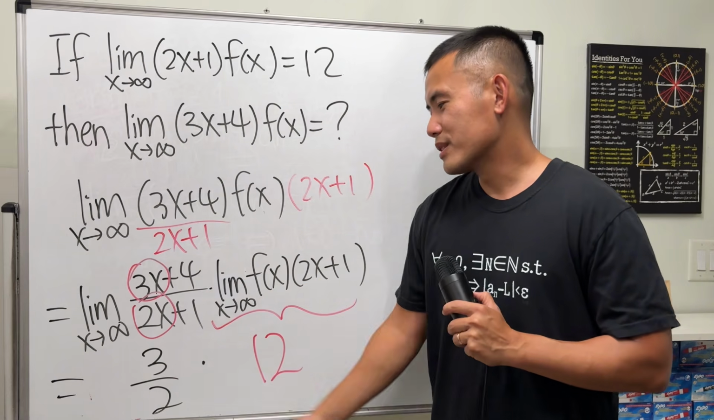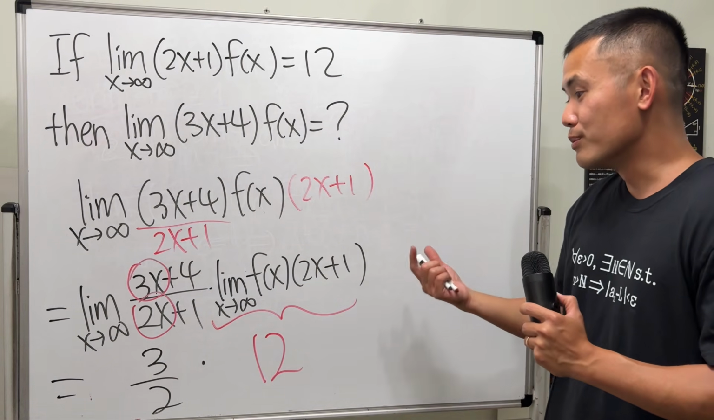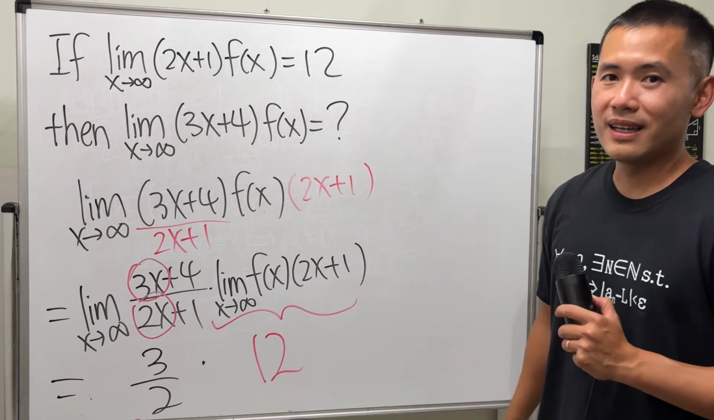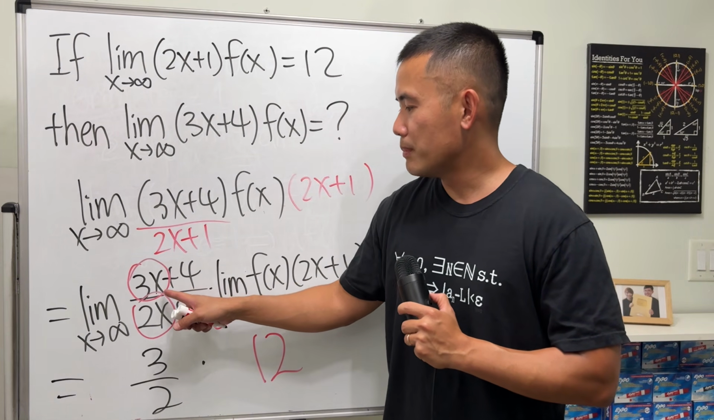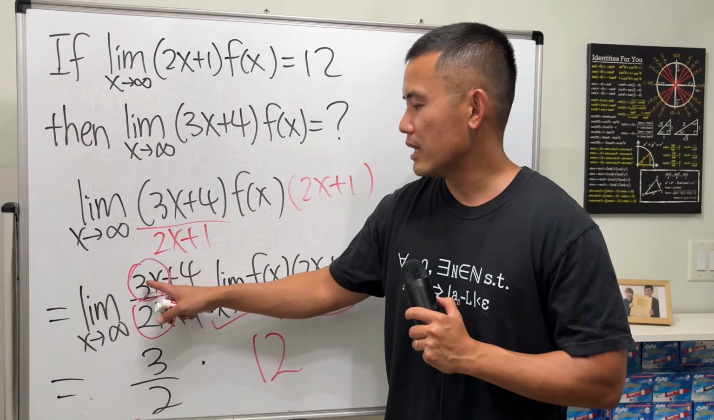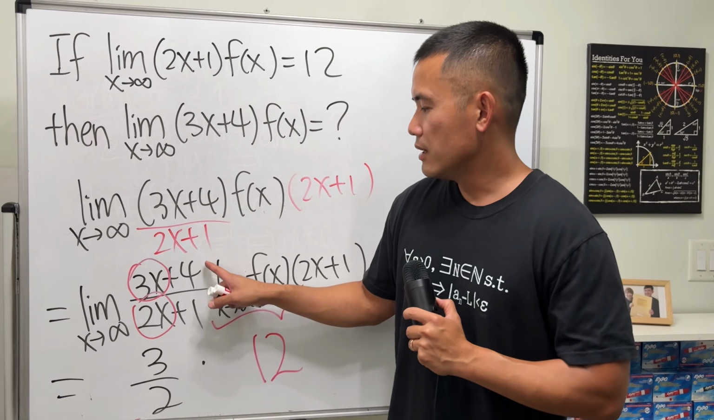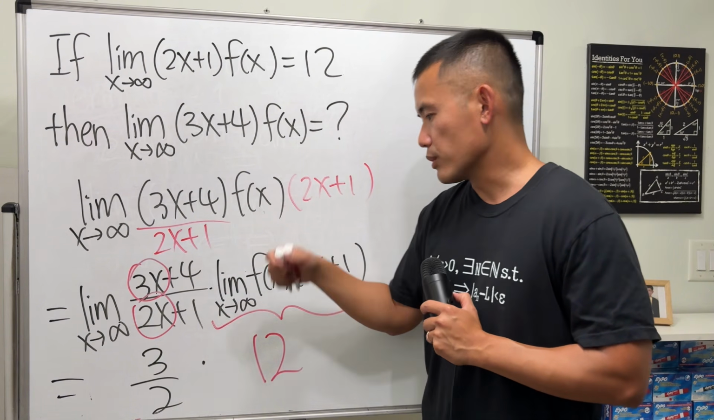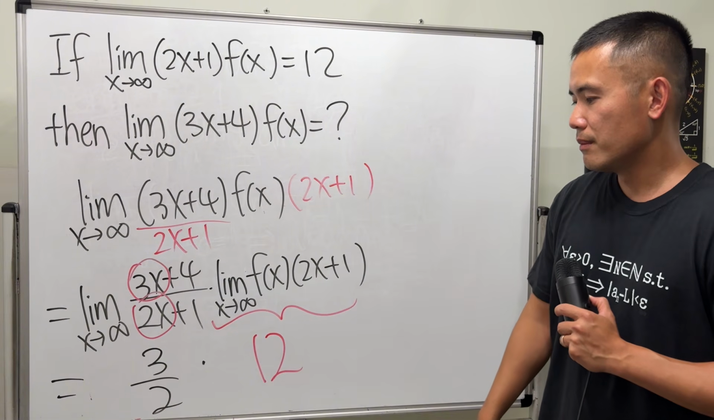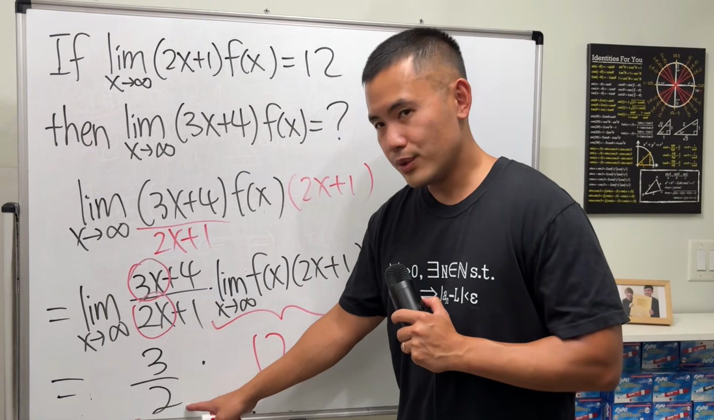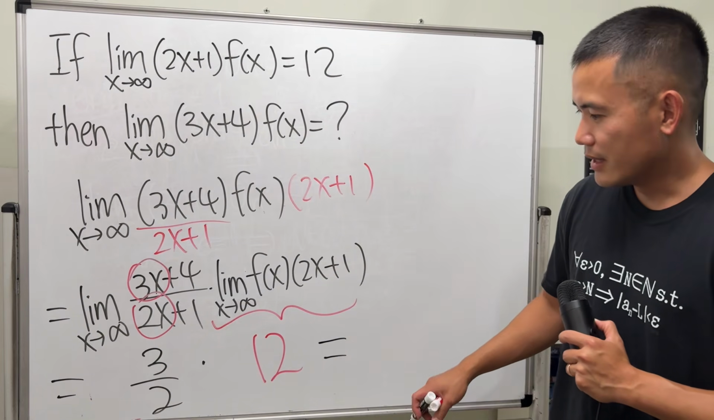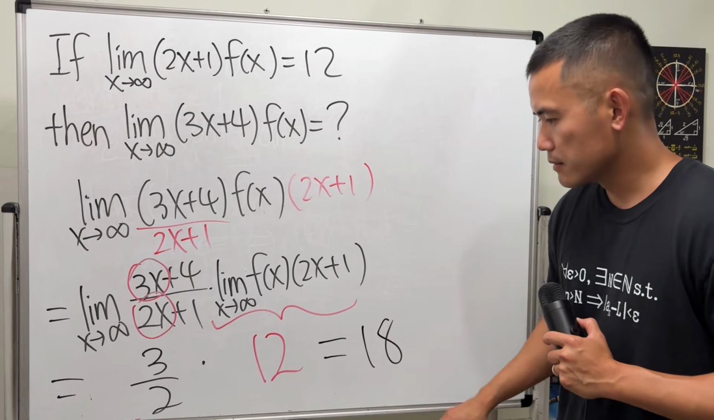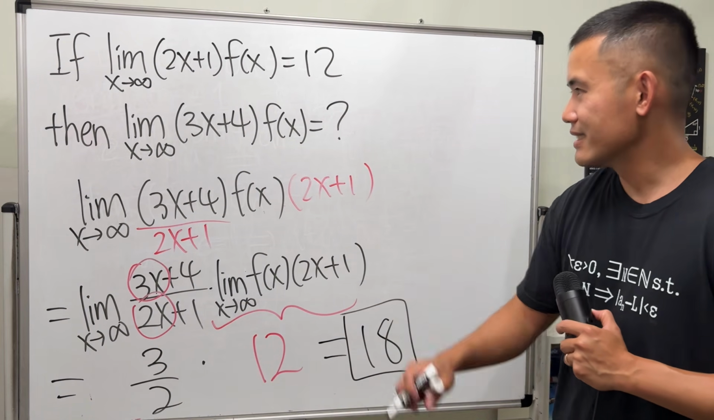I think this is the work that you have to show. You don't have to do too much, especially for my class. A legitimate way to do it is you divide everybody by x, and then you argue that you just get 3 over 2 left. 4 over x goes to 0, 1 over x goes to 0 as x goes to infinity. But anyway, 3 over 2 times 12, the answer is 18. Yes, just like that.